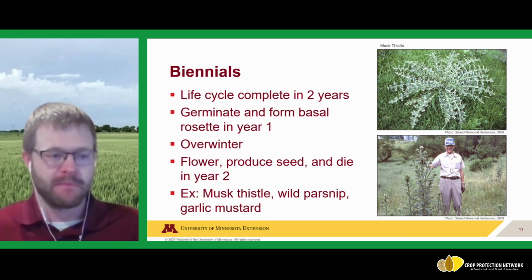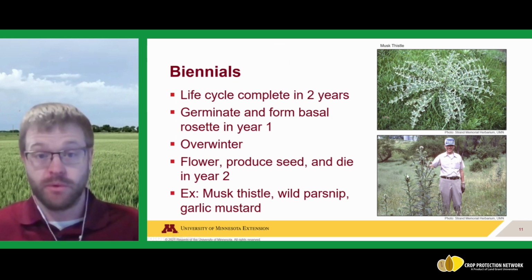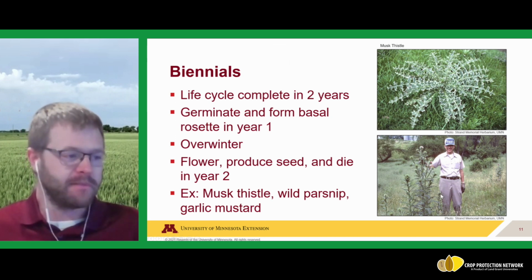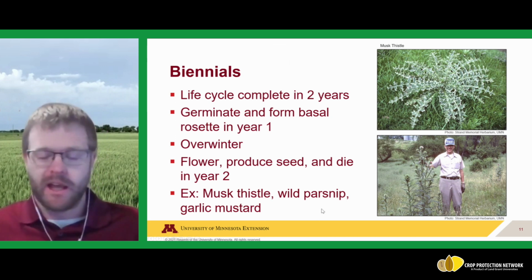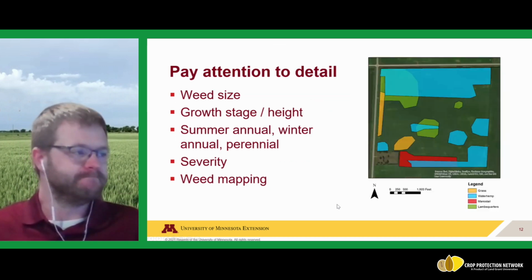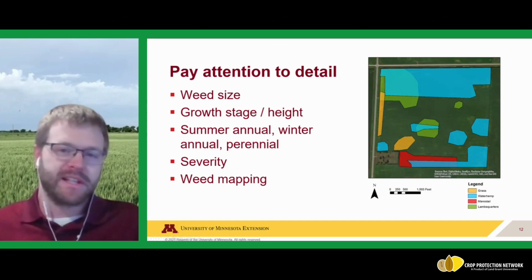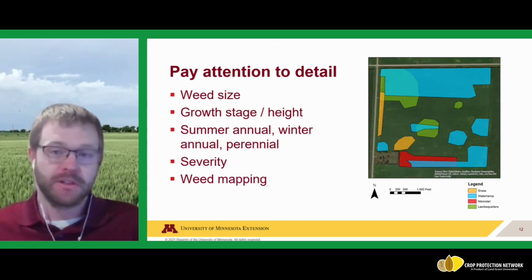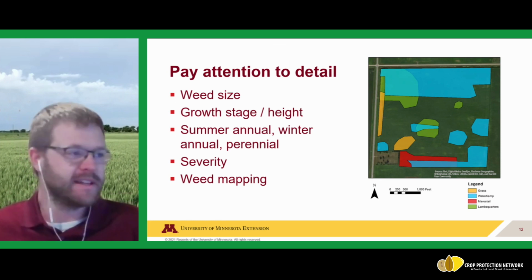As you see in that bottom photo, that basal rosette in year 1 then eventually will flower and produce viable seed in that second year before it'll die. Some other examples there are wild parsnip and garlic mustard and a number of others. So knowing some of these characteristics about weeds, being able to identify them, are certainly some really basic steps that are very important to scouting for weeds.